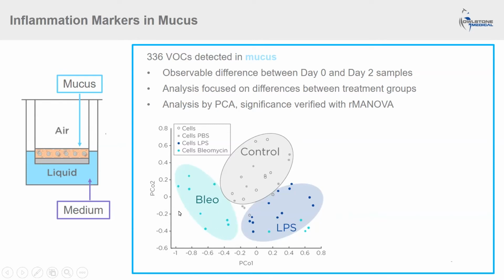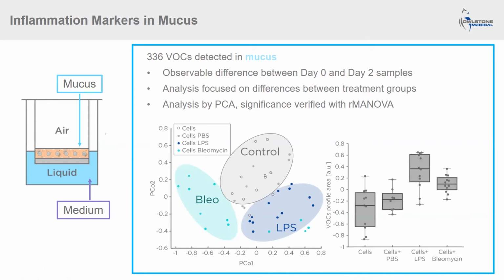And again, we can clearly see 3 clusters. So we see our bleomycin, we see our LPS, and we see our control samples. And again, control samples are PBS samples. And again, to represent it in a bit easier way, we can put it as a box plot. So we see that the controls are similar, while cells treated with LPS or bleomycin are basically different.